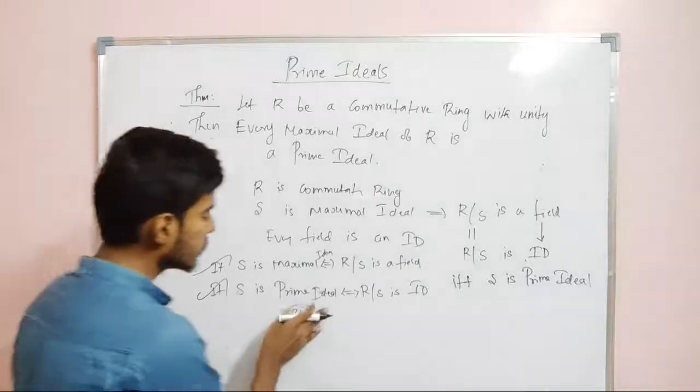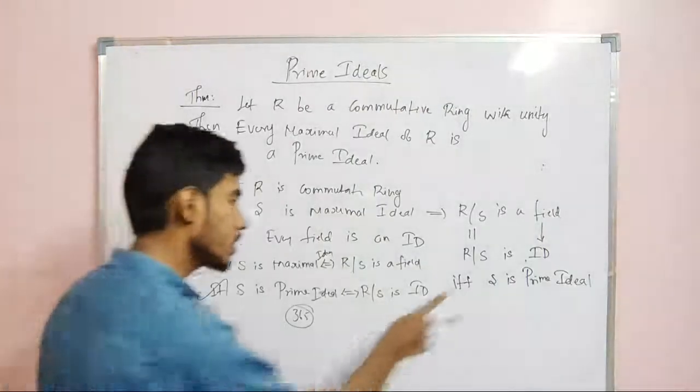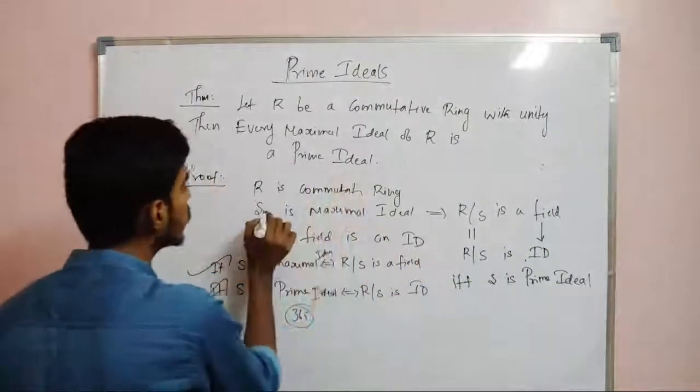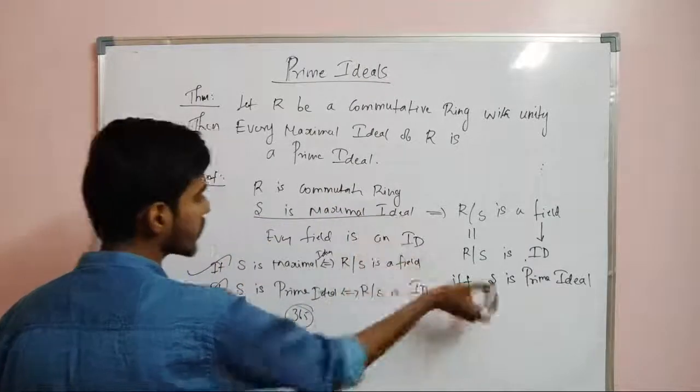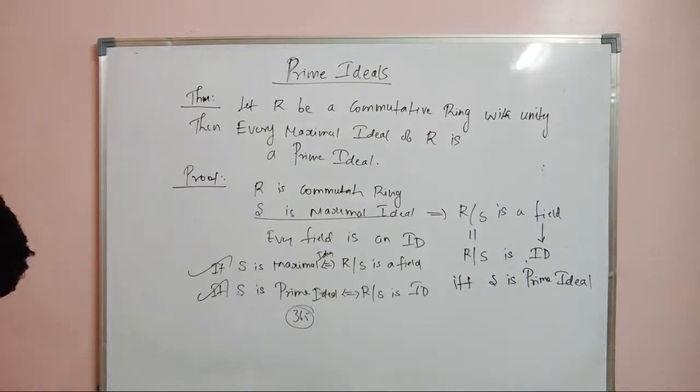So S is a prime ideal if and only if R by S is an integral domain. Now we already know R by S is an integral domain, so we can conclude that S is a prime ideal. So I have assumed that S is a maximal ideal, and then I have proved that S is a prime ideal. So we will see some examples.